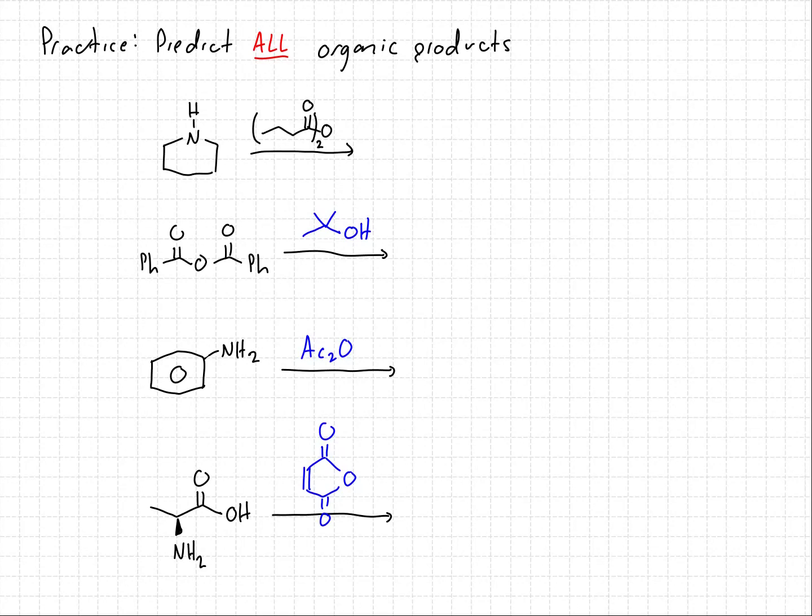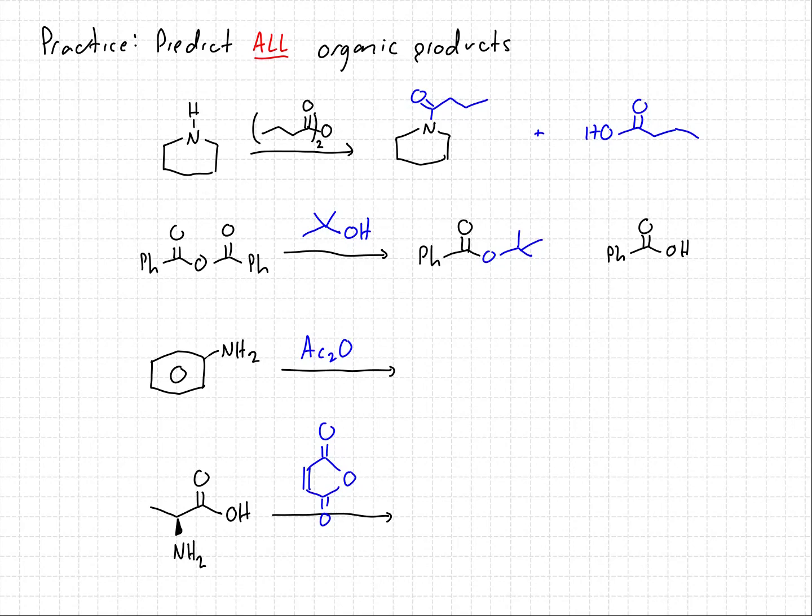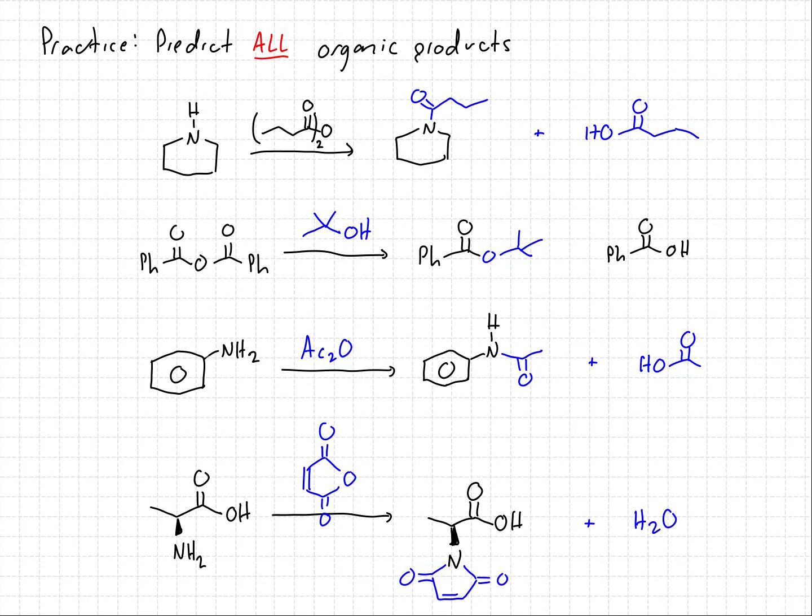In the first reaction, we have a secondary amine reacting with an anhydride. This will give us an amide and a carboxylic acid as a leaving group. In the second reaction, we have an acyclic symmetric anhydride plus an alcohol. This will give us an ester and a carboxylic acid. The third reaction is acylation of an amine. And the final reaction is the reaction of a primary amine with a cyclic anhydride. This will give us an imide and water as a byproduct. Note that water is not an organic product. I just felt like showing it here for good measure.